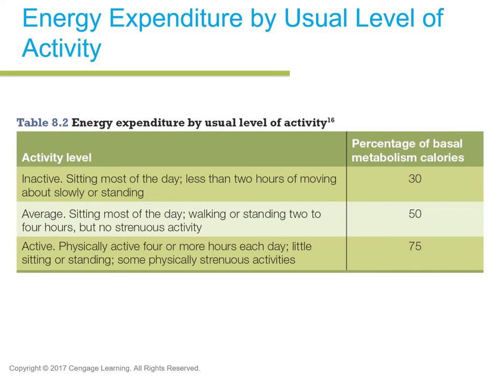Now, a physically inactive person needing 1,500 calories a day for their basal metabolism, for example, would require about 450 calories. And here's an example. So if they ate a total of 1,500 calories, you would multiply that by 30% based on this table, because they're inactive, sitting most of the day, with less than 2 hours of moving about slowly or standing. So when you take 30% of 1,500 calories, that's 450 calories total for physical activity, okay?